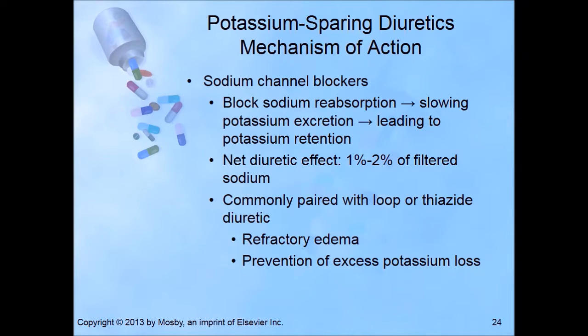Blocking of the sodium reabsorption at this site slows potassium excretion and leads to the potassium retention for which diuretics that act on this segment are named. The net diuretic effect is approximately 1 to 2% filtered sodium. These diuretics are commonly paired with loop or thiazide for refractory edema or to blunt the potassium loss. So again, these sodium channel blockers block the sodium reabsorption, thus slowing the potassium excretion and leading to potassium retention.